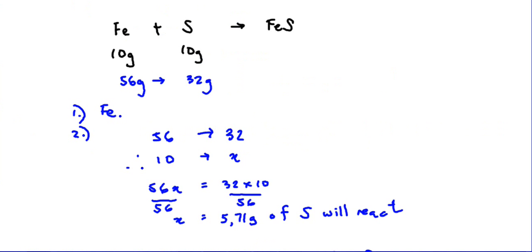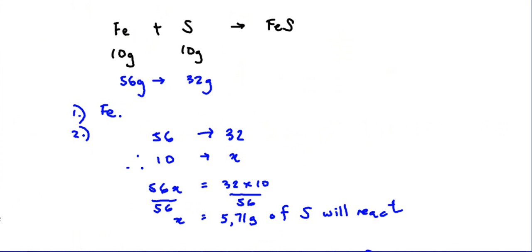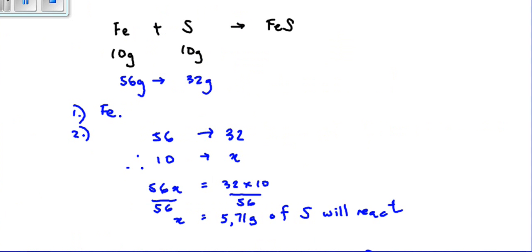Meaning that when the iron reacts, the 10 grams of iron will be used up, 5,7 grams of sulfur will react, and then the remainder, the 4,29 grams of sulfur, will be remaining over and will not be reacting in this formula to form iron sulfide. So 4,29 grams of sulfur will be in excess.